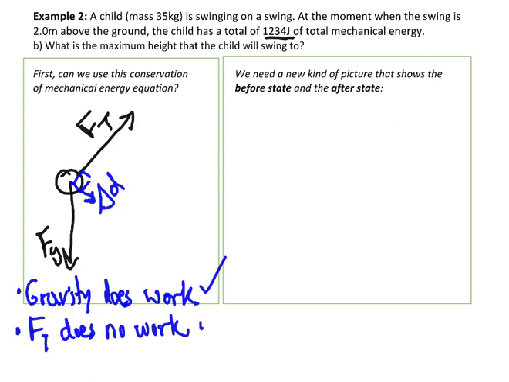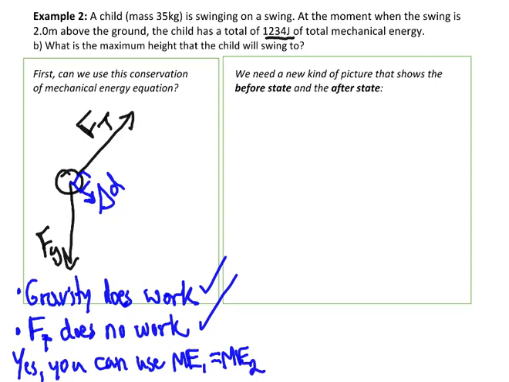Those are my two requirements for being able to use the conservation of mechanical energy equation, that the only forces doing work on the object are conservative forces, which is just gravity. There can be other forces. There is a tension force on this child, but that tension force does no work. So you can use the mechanical energy conservation equation, that ME1 equals ME2 equation.